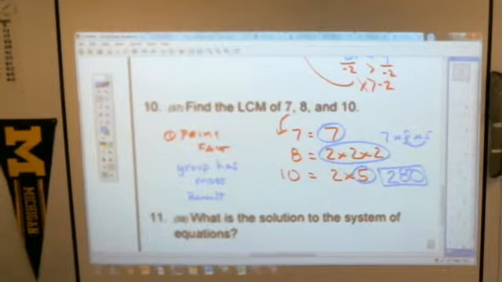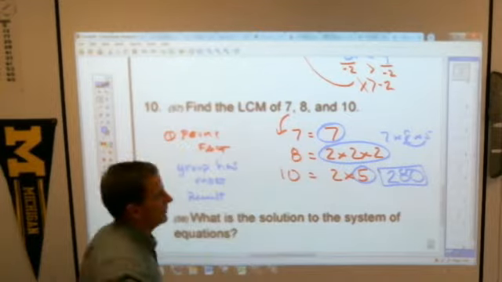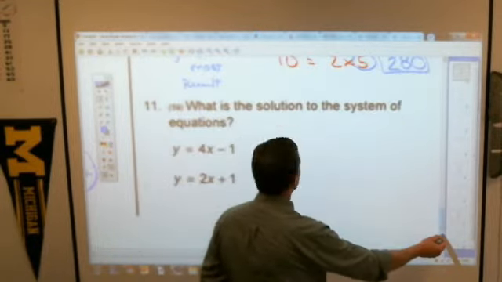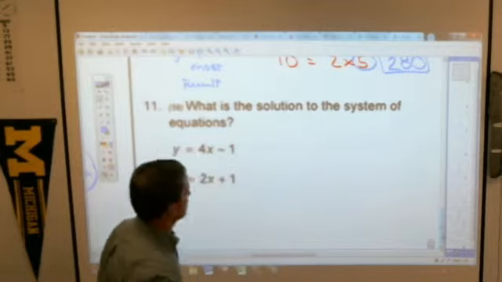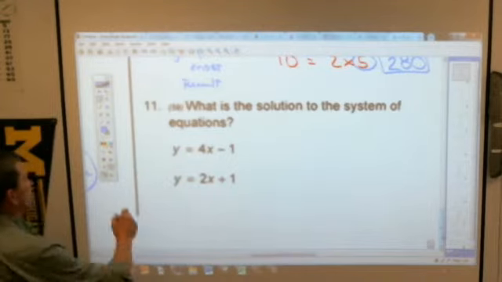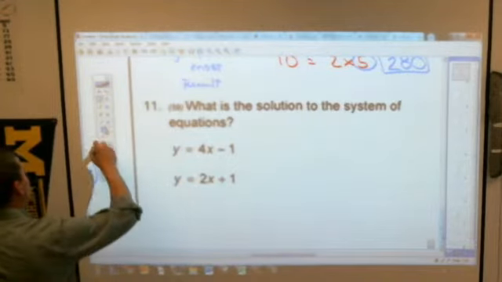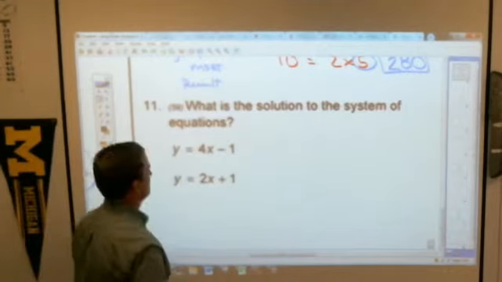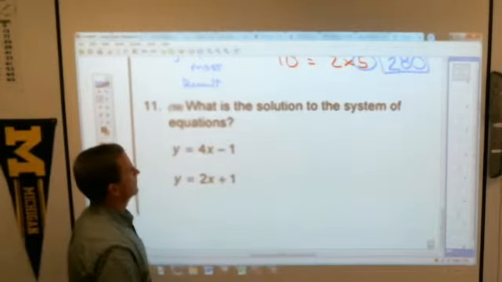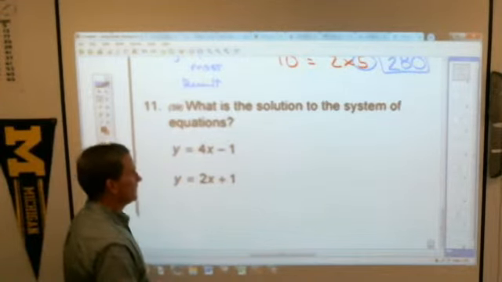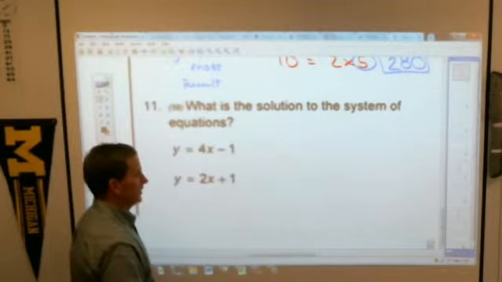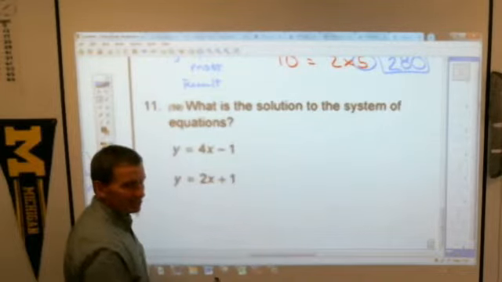So what is the solution to the systems of equations there? You graphed it and it didn't work? I was supposed to graph it. Well, by the way, you wouldn't have to, I suppose.